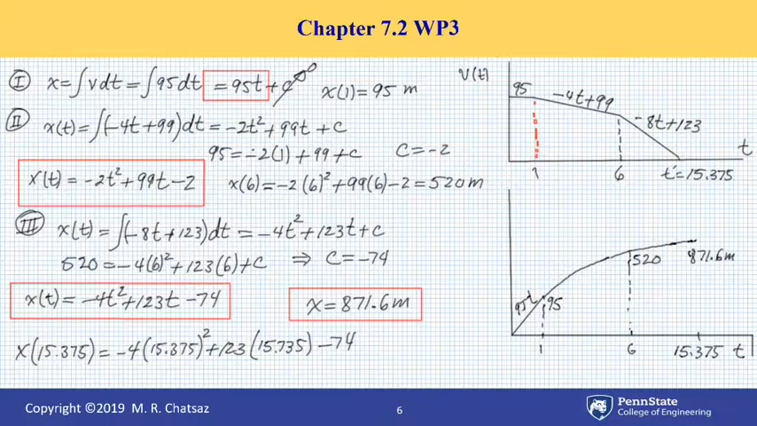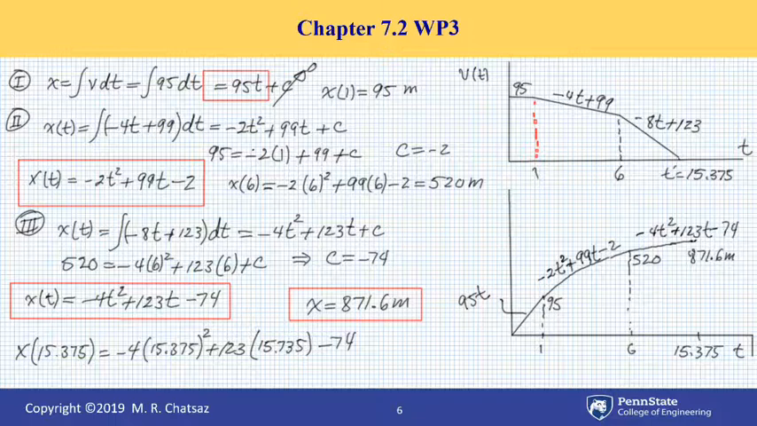95t here. It's not legible, so let's rewrite it again. 95t here. Then I have minus 2t squared plus 99t minus 2 there, and the third equation is for this portion: minus 4t squared plus 123t minus 74. So this shows you another example of how the relationship between velocity, position, and acceleration works.